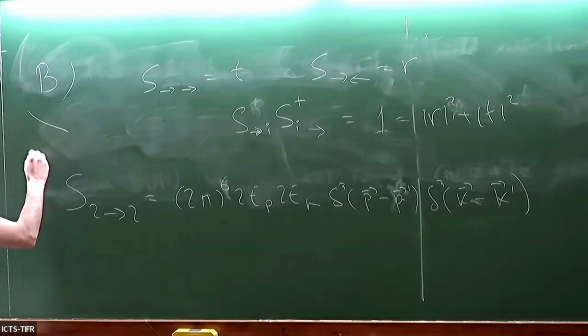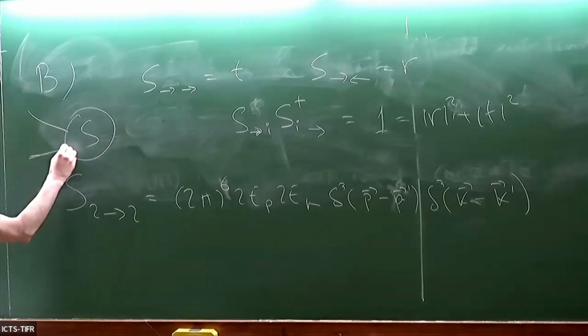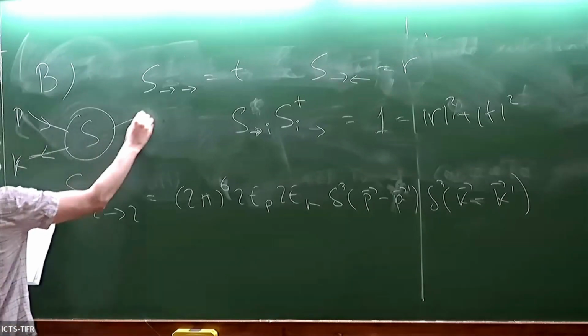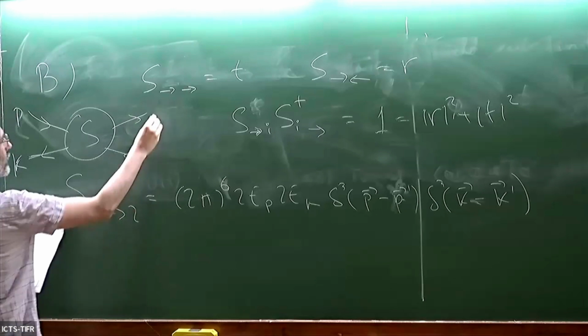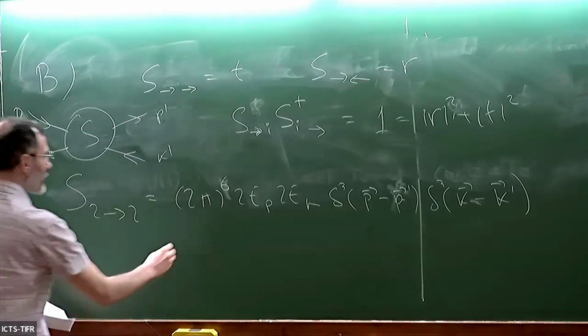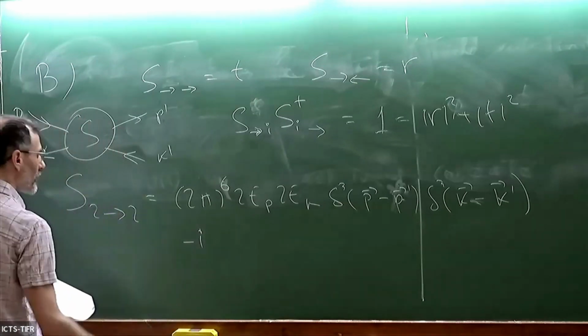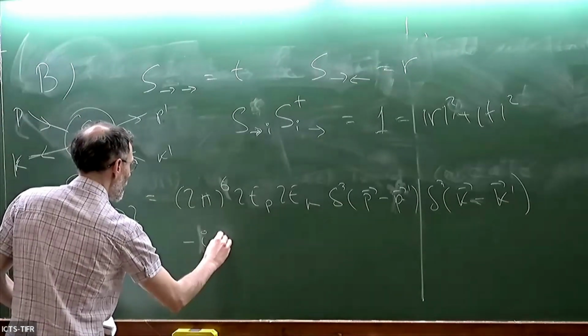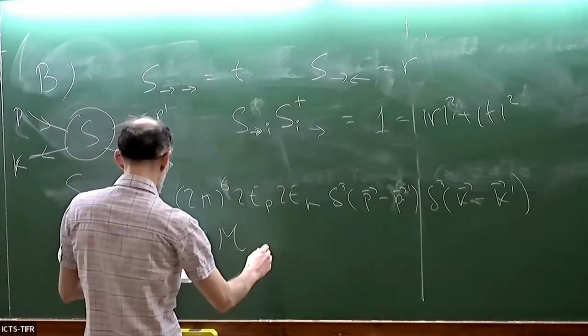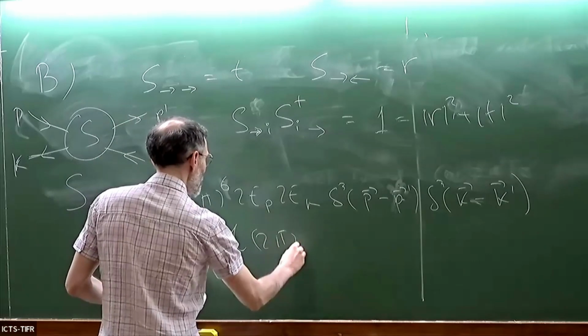And by the way, this is an S matrix element for particle P coming in, an antiparticle K coming in, and then P prime and K prime coming out. The non-trivial piece of scattering is contained in what I call the matrix element, minus iM. Well, not I call, everybody calls that, with a conservation of 4-momenta.